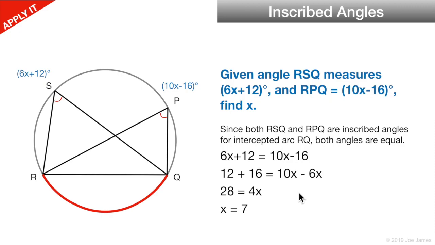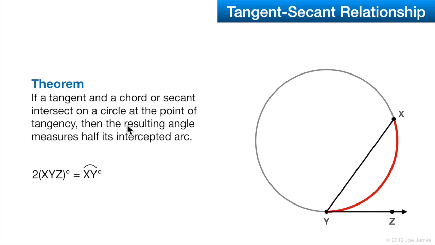Easy enough. The tangent-secant relationship, we have a theorem. If a tangent and a chord or secant, the only difference is a chord is a segment and a secant is a line, intersect on a circle at the point of tangency, which here is Y, right? Chord XY and tangent YZ, and Y is the point of tangency, then the resulting angle, angle Y, measures half its intercepted arc. In other words, half what this arc is. The arc has a measure in degrees, and angle Y has a measure in degrees.